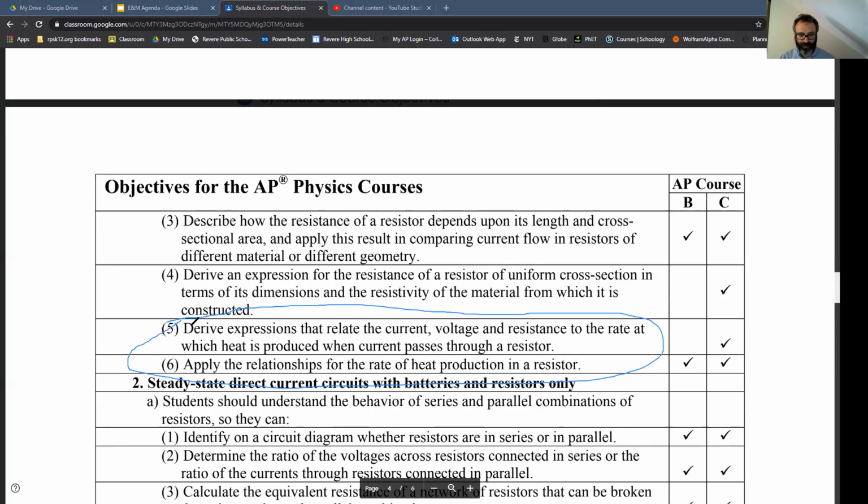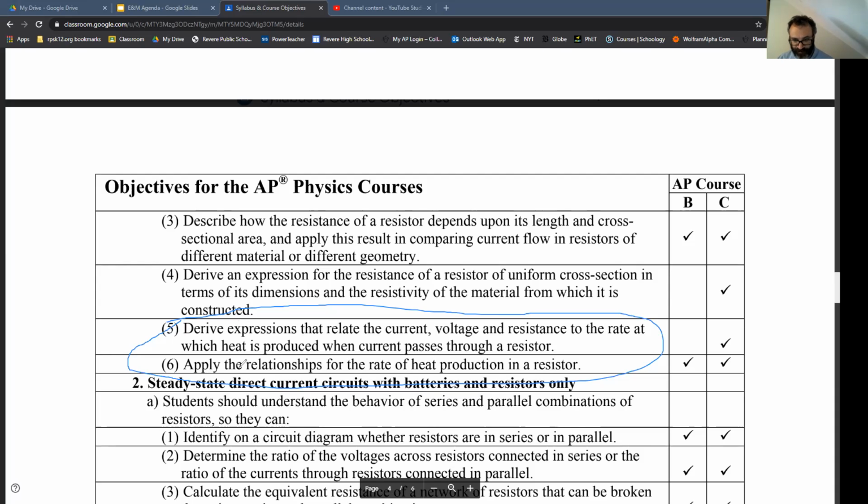So we're looking for expressions that relate current, voltage, and resistance to the rate at which heat is produced when current passes through a resistor. And the rate of heat is energy, right? So we're talking about the rate at which the energy goes from electrical potential energy into heat in a resistor. And not all resistors turn all the energy into heat. Sometimes a resistor can be like a light bulb, in which case some of that energy gets turned into light. But in general, for a regular resistor that we put in a circuit, it's going to turn electric energy into heat, and the power is just how quickly that happens.